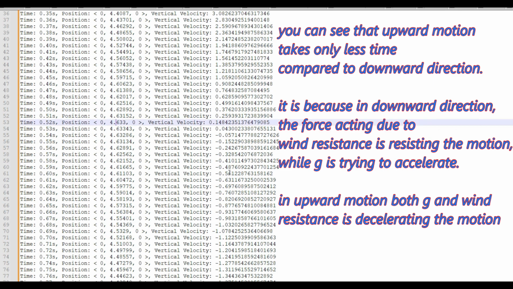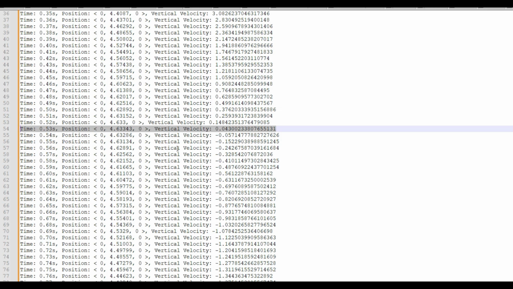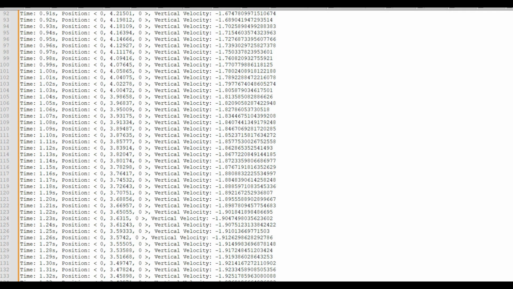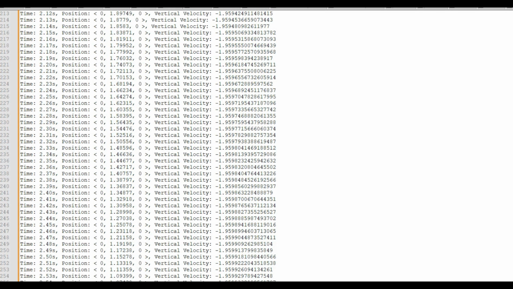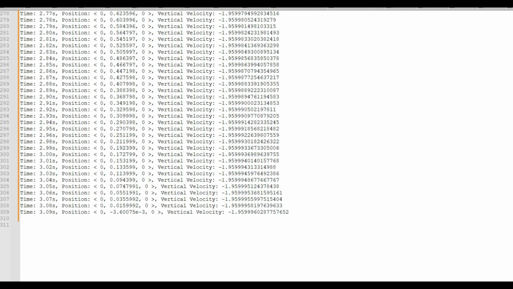Conversely, during the upward motion, both gravity and wind resistance work together to decelerate the projectile. As it moves against the gravitational force, wind resistance contributes to the overall deceleration, resulting in a quicker ascent. In summary, the interplay between gravitational force and wind resistance introduces a dynamic element to the projectile's motion, influencing both its velocity and the time taken for upward and downward movements.